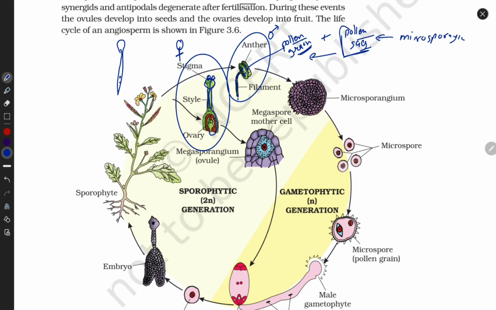How are egg cells formed? With the help of megasporangium. How are pollen grains formed? With the help of microsporangia. Mega means I am talking about female, and micro means I am talking about male. Okay, now everything is clear.